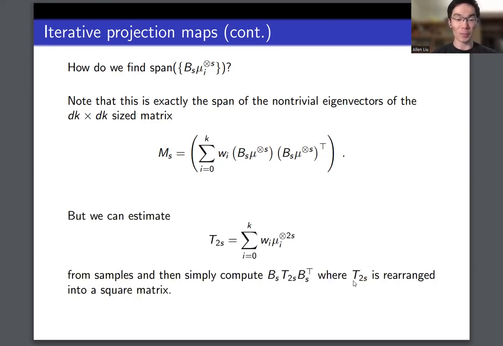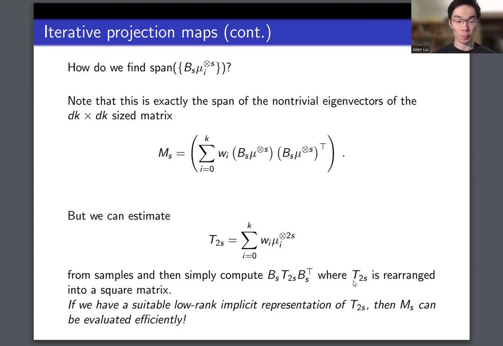that actually we can estimate something very similar to the above. So we can estimate the tensor T sub 2s, equal to the sum of w_i mu_i to the 2s, just from samples. Then we apply our projection map B sub S to this tensor T sub 2s, where we rearrange T sub 2s into a D to the S by D to the S matrix, and then we apply B sub S on each side to turn this back into a dk by dk matrix. Once we apply B_S on each side, we get exactly this matrix M_S, and then we can simply compute the span of the non-trivial eigenvectors, and we're done.